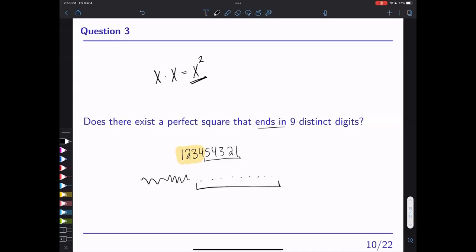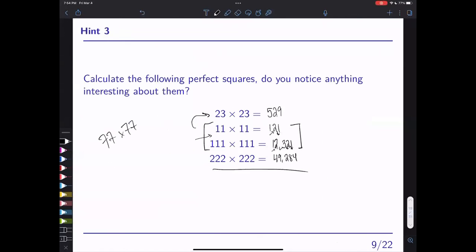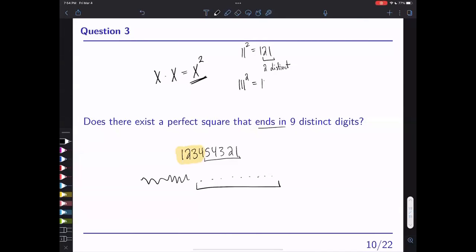So let's reveal. Let's think about the pattern. 11 squared is 121. It ends in 2 distinct digits. 111 squared. Let me check. 1, 2, 3, 2, 1. 3 distinct digits.